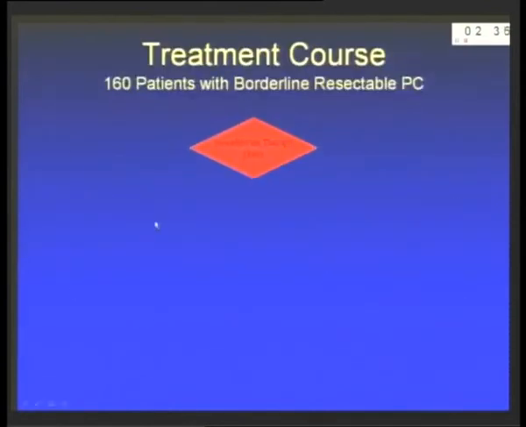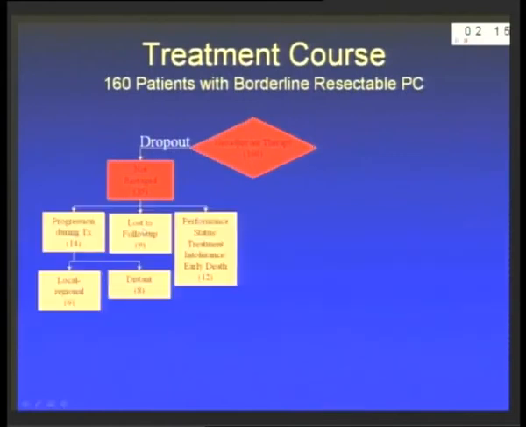So we recently looked at our experience with 160 patients who were classified as having borderline resectable disease on the basis of the criteria that I showed you. They were treated according to the treatment approach that I outlined, and you can see that of the 160, we had dropout of 35 for these reasons, including disease progression.